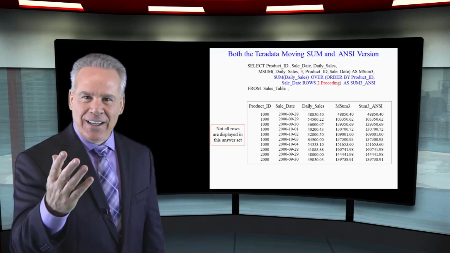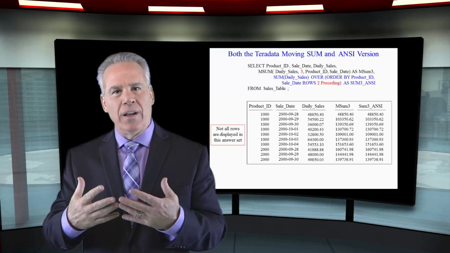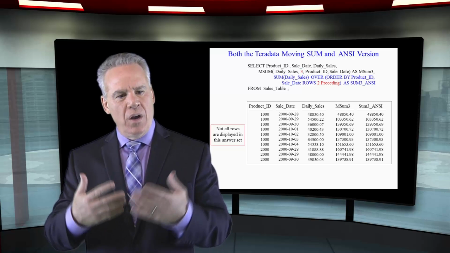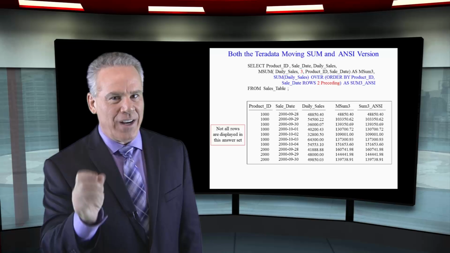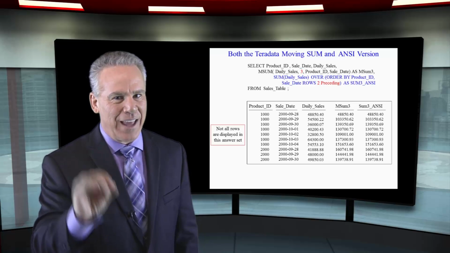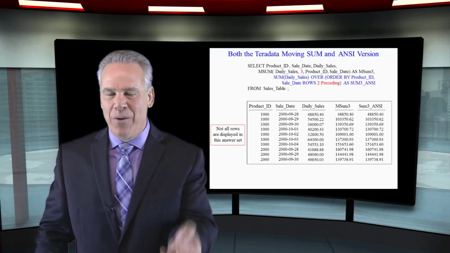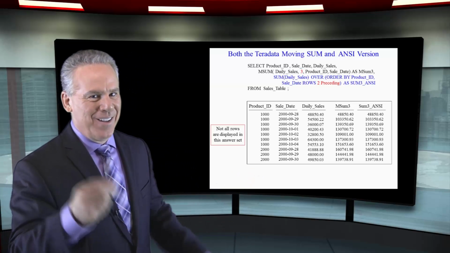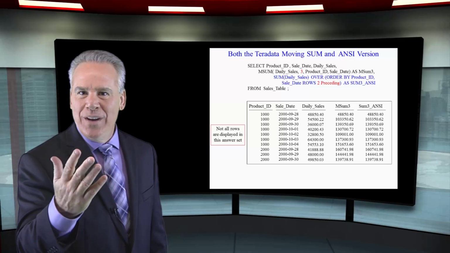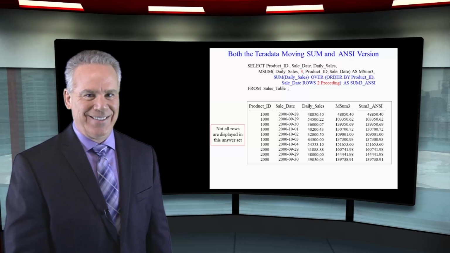But in ANSI, they always look at it this way. The moving window of 3, well, it's rows 2 preceding because we always take the daily sales for the current row and then the 2 preceding. And that's the way you'll write all of those ANSI OLAPs that have a moving window. Remember, it always considers the current row and now the 2 preceding for a window of 3.